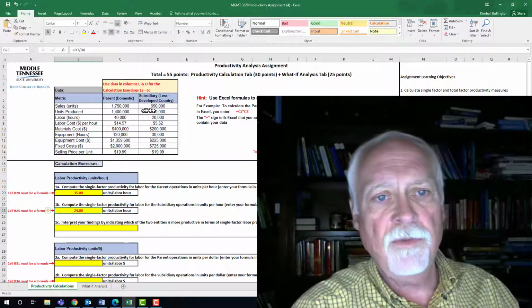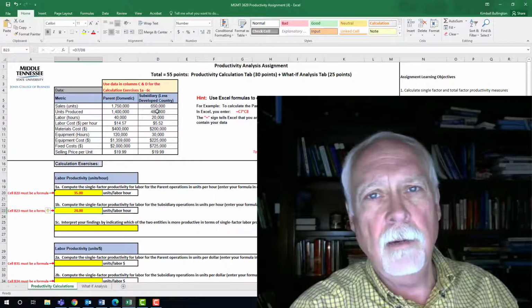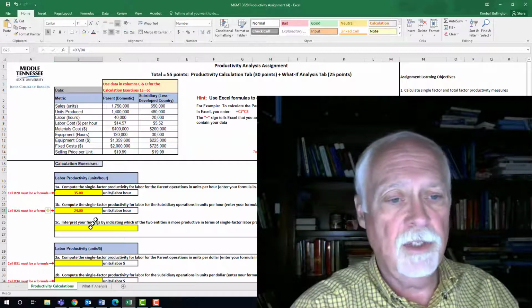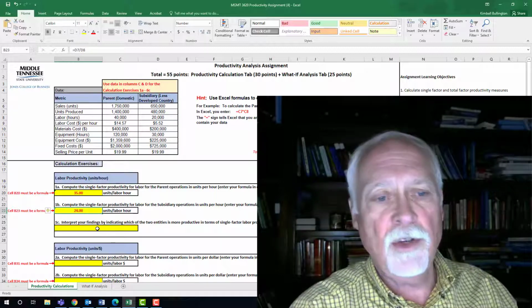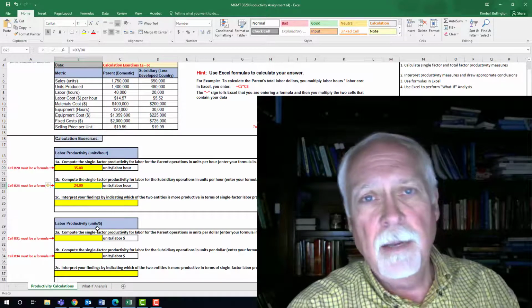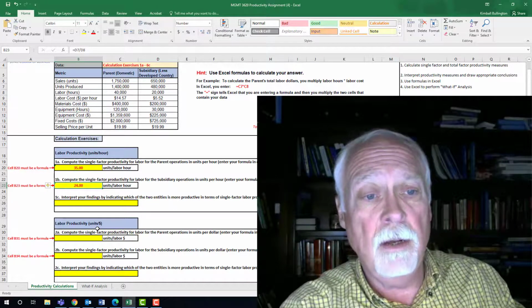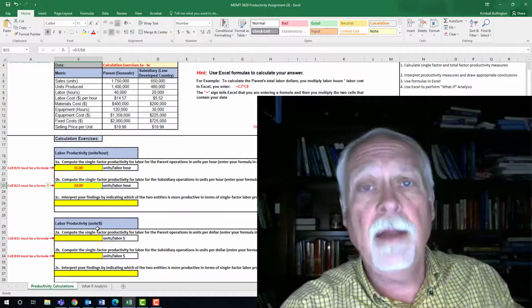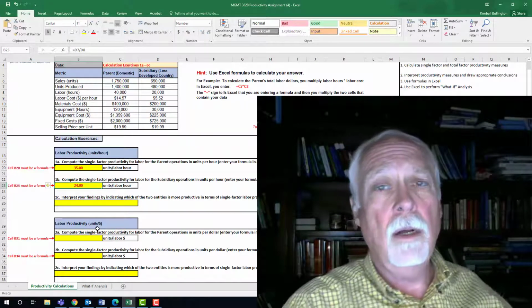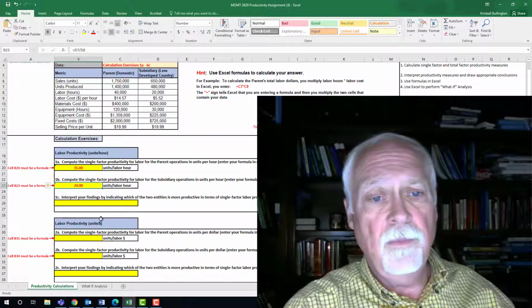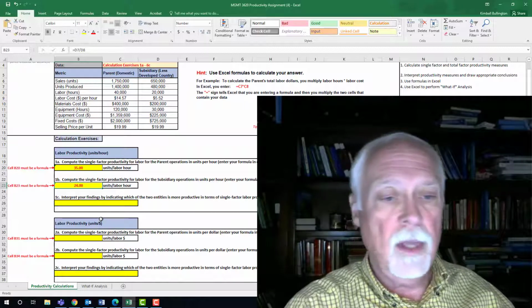We moved this formula over to column D from column C. And then you're to interpret your findings and basically tell me, in this case, that the parent operation had a higher productivity than the subsidiary. Okay.